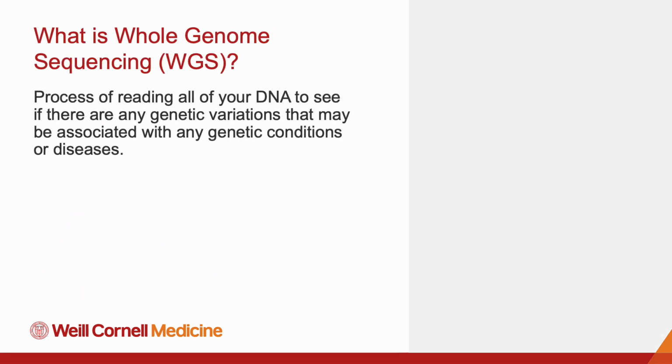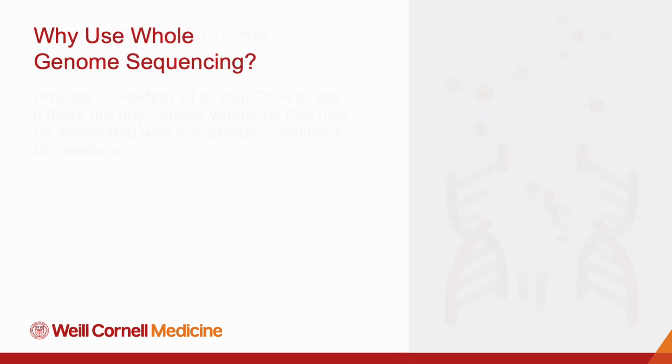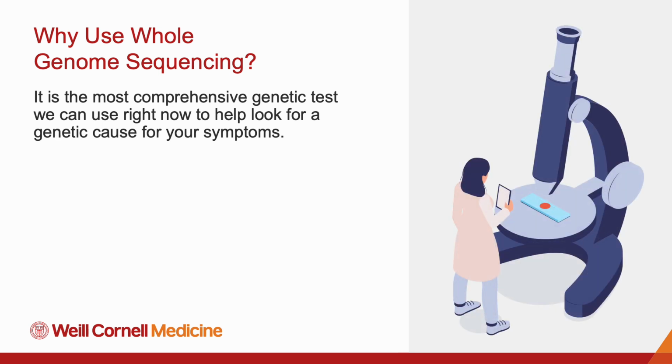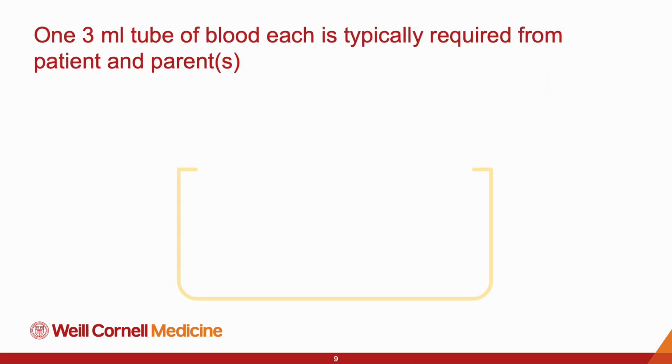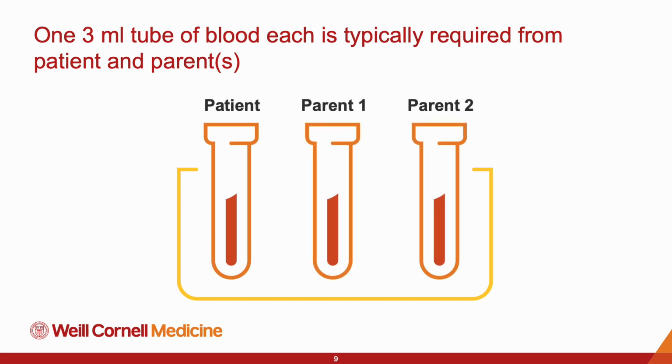Now, what is whole genome sequencing? It's the process of reading all your DNA to see if there are any genetic variations that may be associated with any genetic diseases. And why do we use whole genome sequencing? It's the most comprehensive genetic test we have right now that can help us look for if there is a genetic cause for your symptoms. For whole genome sequencing, we will draw blood from the patient and their parents if both are available to test.